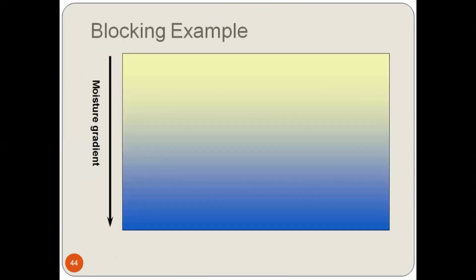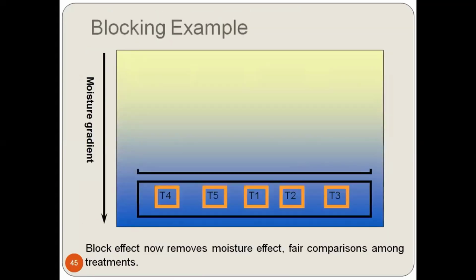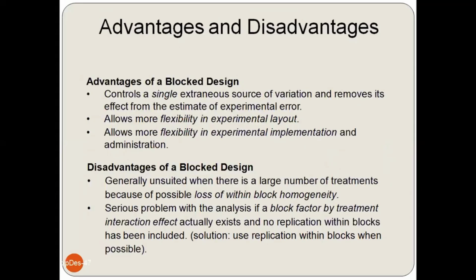Right, so those are some concepts of blocking. The advantages and disadvantages of blocking. The advantages: it controls a single extraneous source of variation and removes its effect from the estimate of experimental error. It allows more flexibility in experimental layout, and more flexibility in experimental implementation and administration.